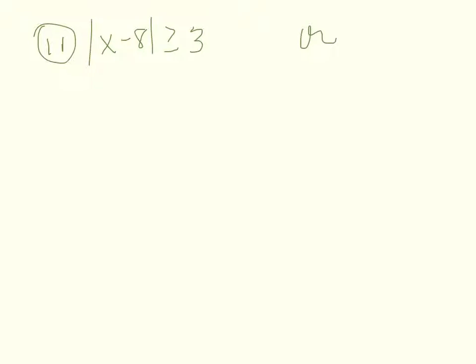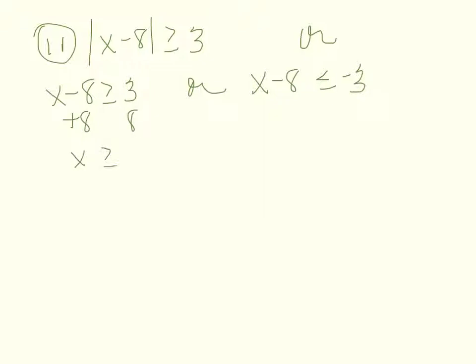Okay, so I'm going to write my two problems. Remember, when you write your problems down, you no longer have the absolute value bars around them. Or x minus 8 is less than or equal to negative 3. So I have to switch my inequality. So I'm going to add 8. X is greater than or equal to 11. Or add 8. X is less than or equal to 5.